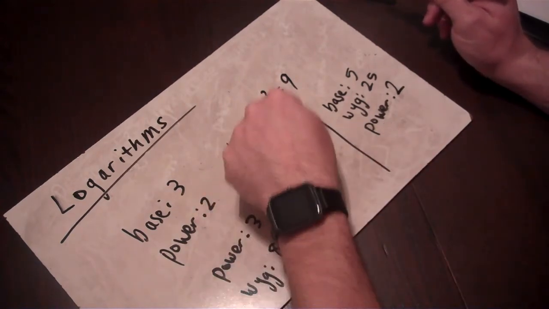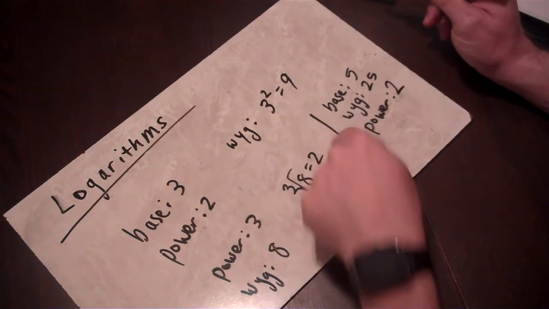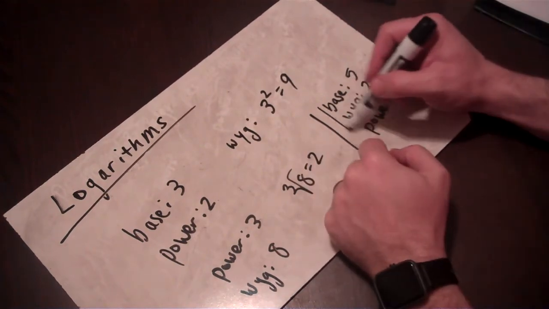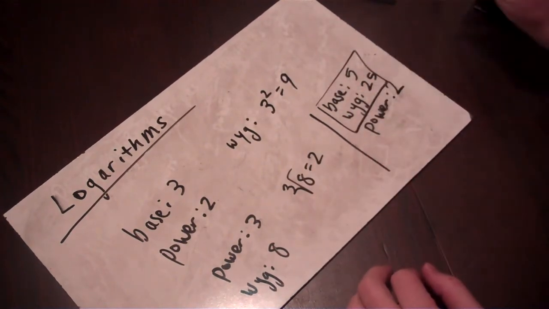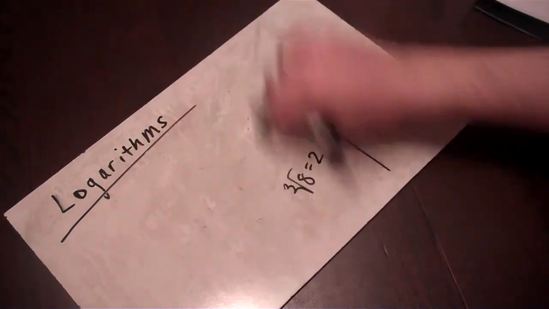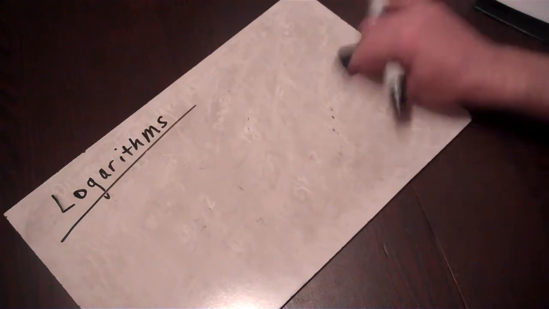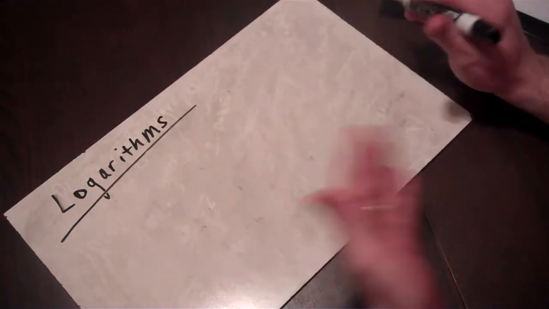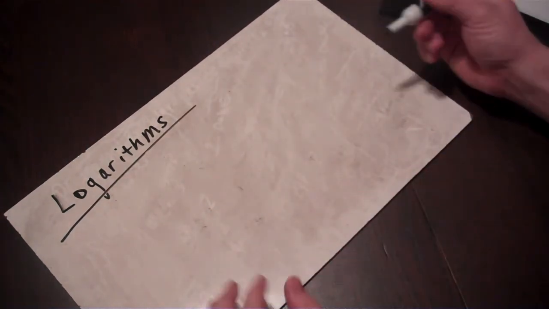Because we could write 3 to the second power is 9, the third root of 8 is 2. How do we write it when we know these 2 pieces of information? We're looking for the power. That's where logarithms come into play. Logarithms is just another way to write down the information given in an exponential equation, just in a different way.